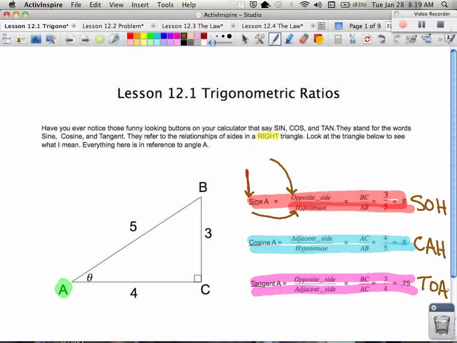And what you'll hear most math teachers talk about going forward with trigonometry is the phrase SOHCAHTOA, which represents these different letter groups in a single sound tool. That's why it's called a mnemonic device, SOHCAHTOA.